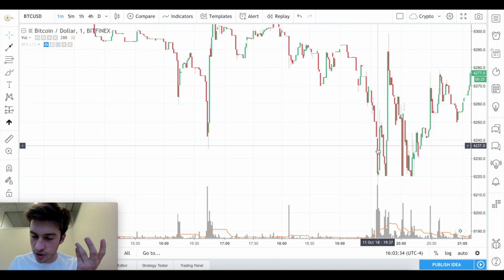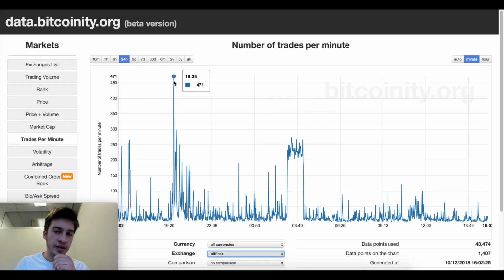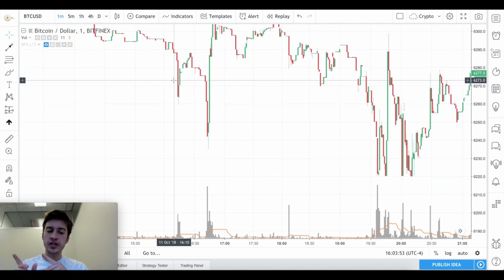Now let's take a look at the trades per minute here. So the trades per minute there was at the very highest on Bitfinex. In 1938, it was as high as 471 trades for 1 minute on Bitfinex. 1636, it was very high as well, 271. So let's go take a look at 1936 and 1938.